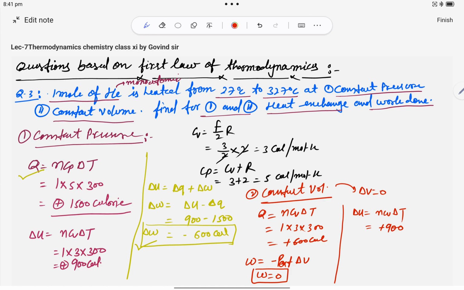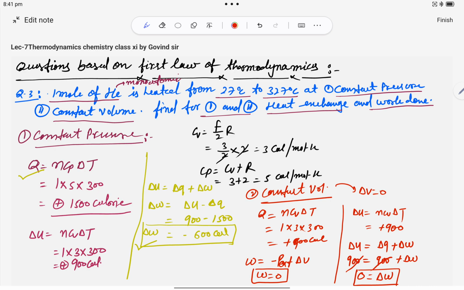Okay, and here Q is also 900, not 600. So if you put the values, delta U is equal to delta Q plus delta W. Delta U is 900, delta Q is 900, 900 cancels, then delta W is equal to 0. Like this also you can calculate, or you can apply the direct formula in the case of constant volume. So that is the explanation of this question.